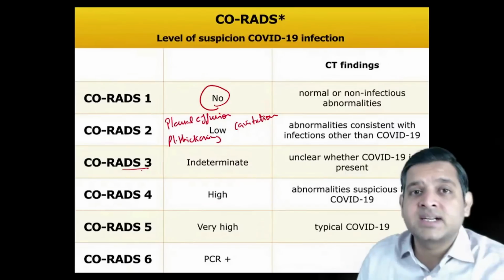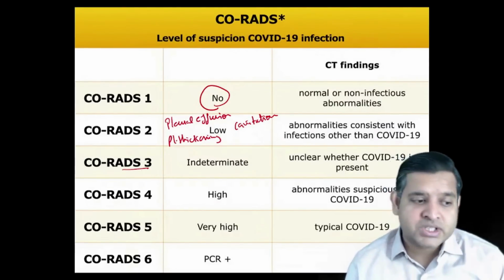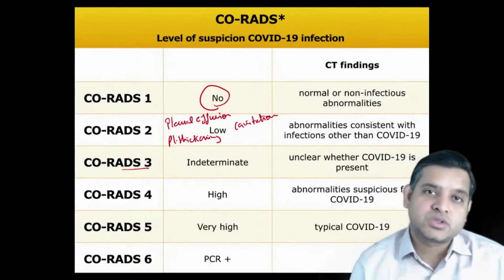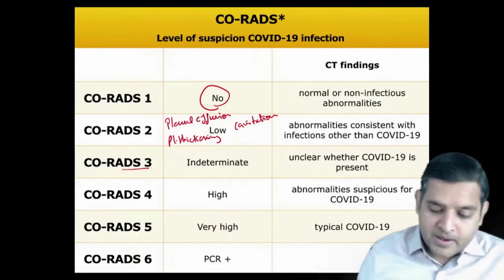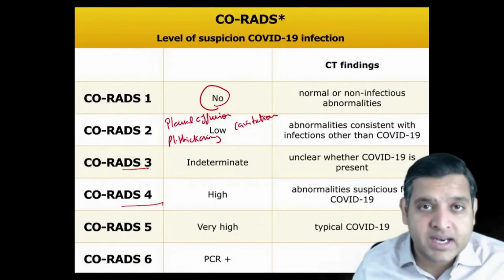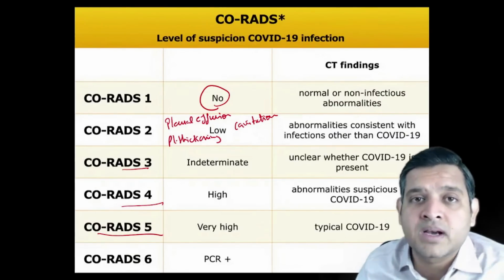CORAD 3 is indeterminate. Now, what is the meaning of indeterminate? That there are changes which can be seen in COVID, however, they can be seen in some other disease also. So, it's unclear whether the COVID is present or not. Whereas CORAD 4, the chances of having COVID is more likely. Whereas CORAD 5 means that it is almost typical for COVID.